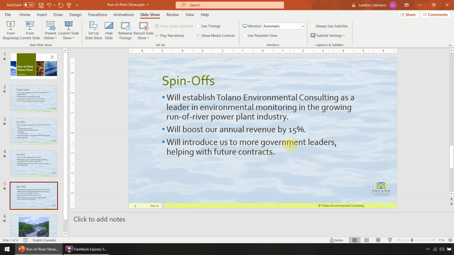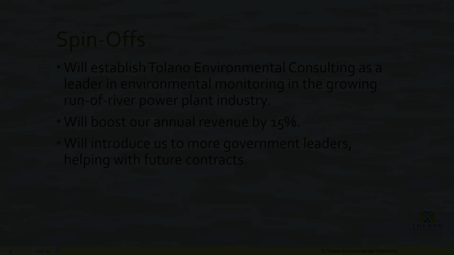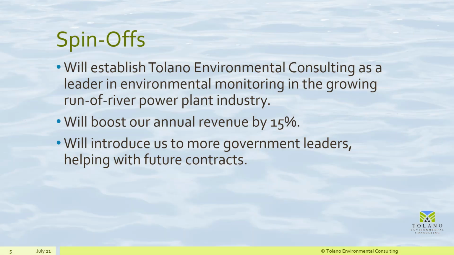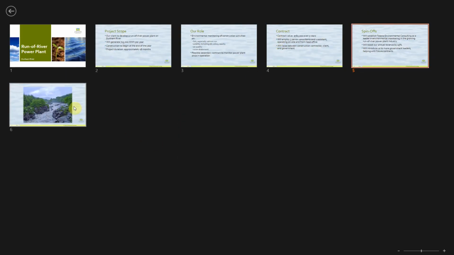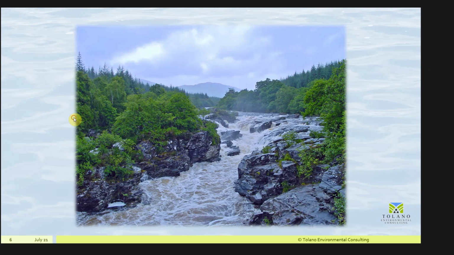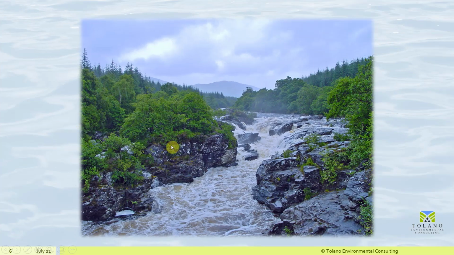Okay, and one other thing we can do, and let's do this again, Shift F5. One other thing we can do is we can actually view all the slides at once. So we can right click and we can choose the See All Slides option, and that will look similar to the slide sorter view. And we can just navigate to whichever one we want from there in the middle of the presentation. Okay, so that's very convenient, particularly for long presentations.